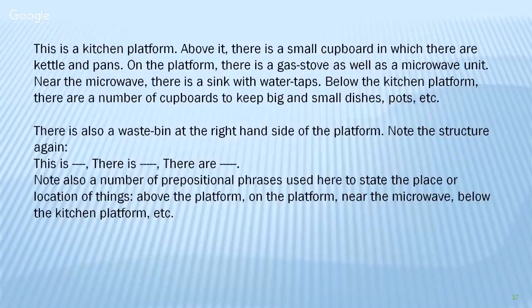This is a kitchen platform. Above it, there is a small cupboard in which there are kettles and pans. On the platform, there is a gas stove as well as a microwave unit. Near the microwave, there is a sink with water taps. Below the kitchen platform, there are a number of cupboards to keep big and small dishes, pots, etc. There is also a waste bin at the right-hand side of the platform.